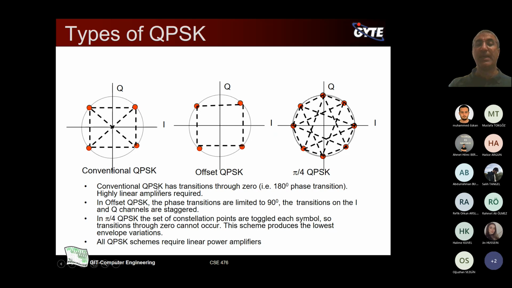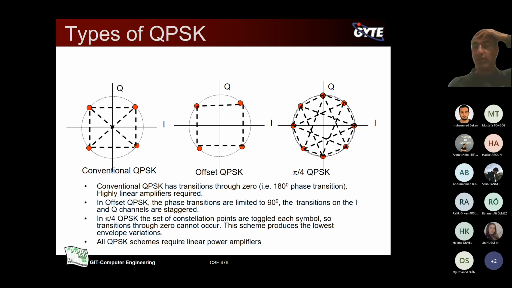In offset QPSK, as you see, the phase transitions are limited to 90 degrees. So the transitions on the I and Q channels are staggered. So that's why we don't have 0 transitions. That is going to lead to pi, 180-degree phase transition.